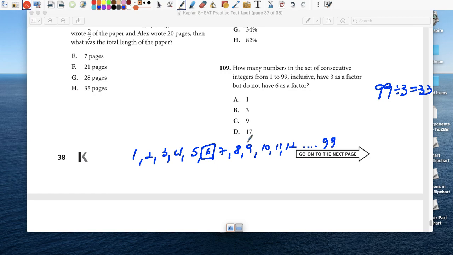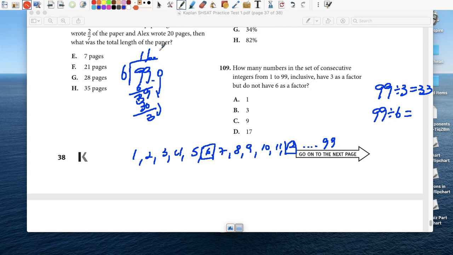Again, 6, 12, 18, 24. So again, we can take 99 and divide by 6. What's 99 divided by 6? 6 times 16 is 96, 3 left over, add a decimal, 16.5. So 16.5 is the answer.